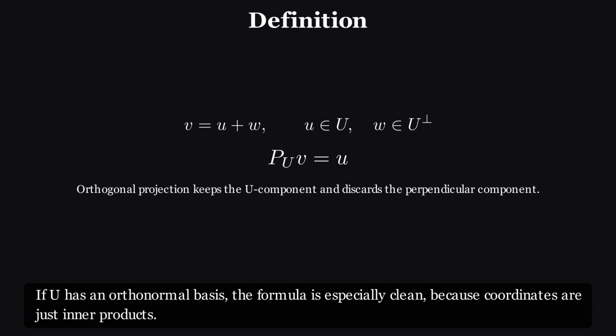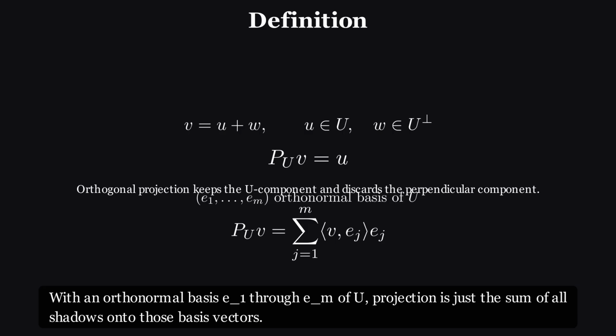If U has an orthonormal basis, the formula is especially clean, because coordinates are just inner products. With an orthonormal basis e1 through em of U, projection is just the sum of all shadows onto those basis vectors.